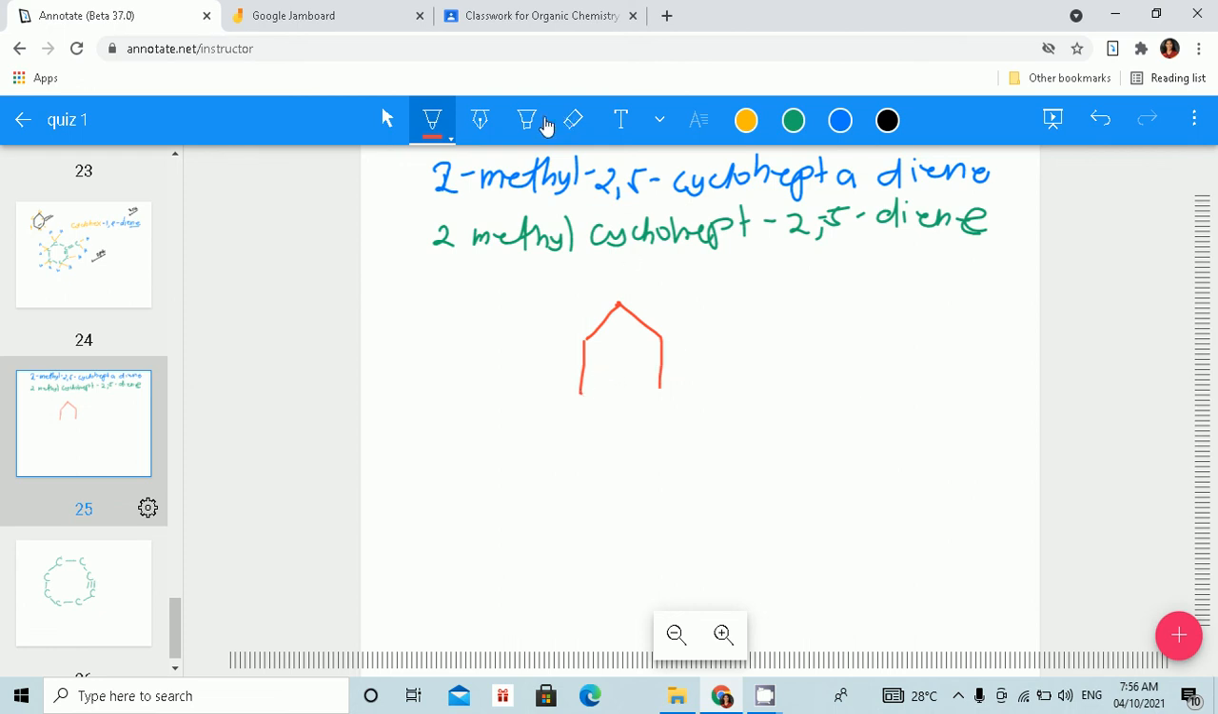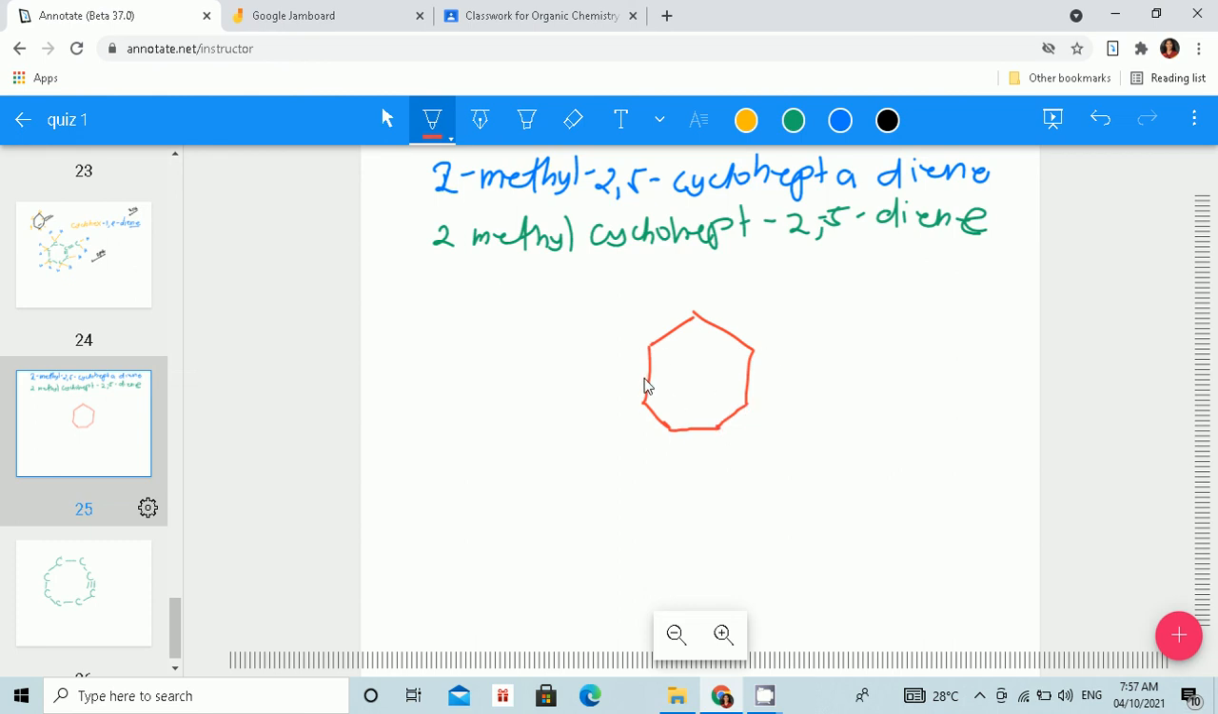How would we write that one? Okay, wait a minute. So we have here 1, 2, 4, 5, and then here. Okay, wait. Okay, so we have one. It's no problem as long as there are 7 carbons in the ring. So we have 1, 2, 3, 4, 5, 6, 7.